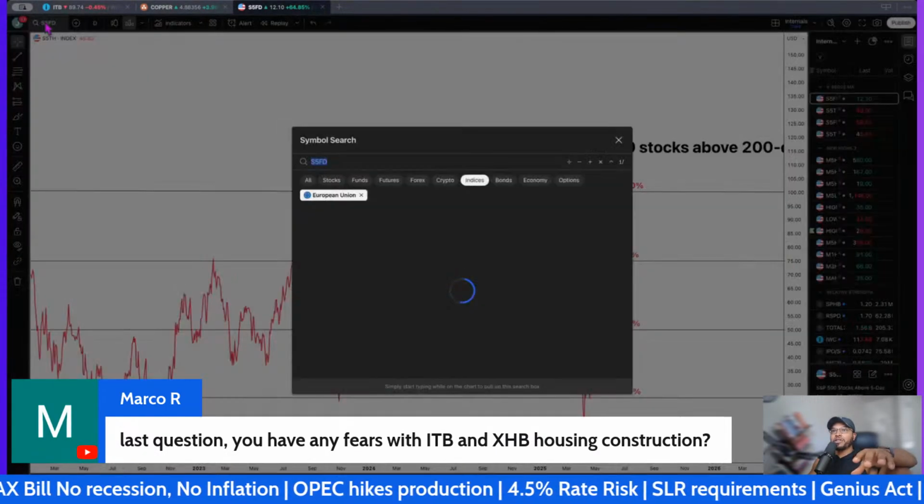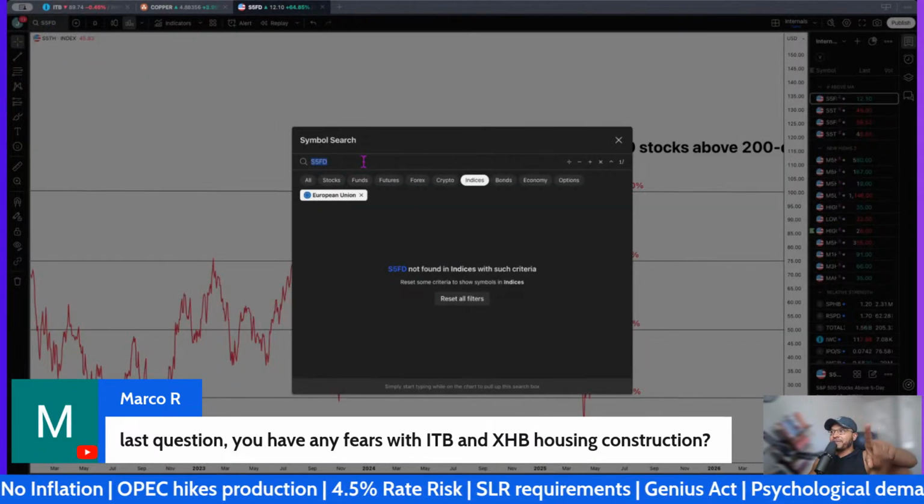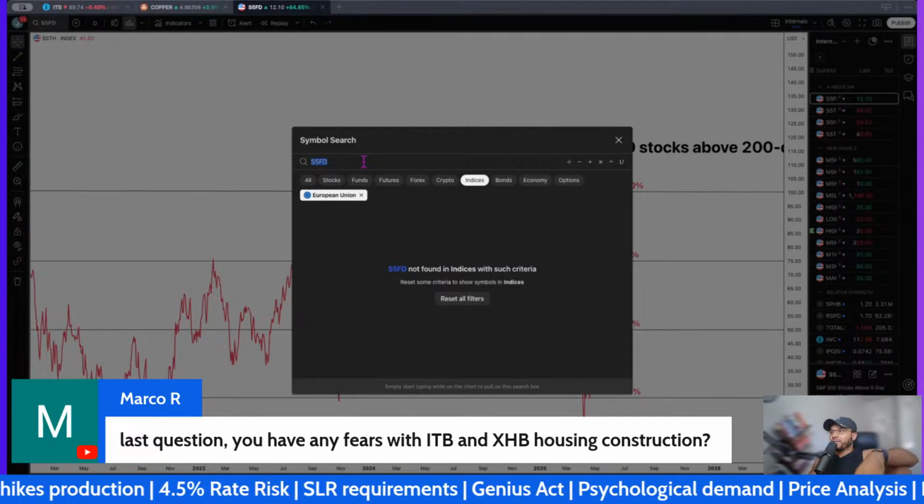But just so you know, right now the 200 moving average, SFFD. You should be able to see it.